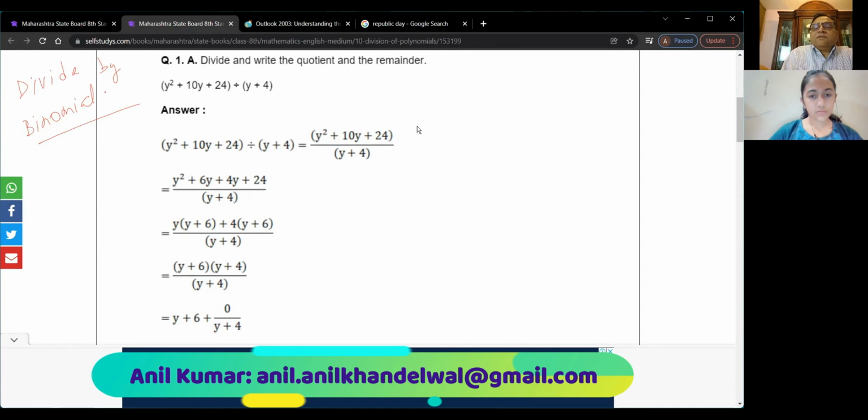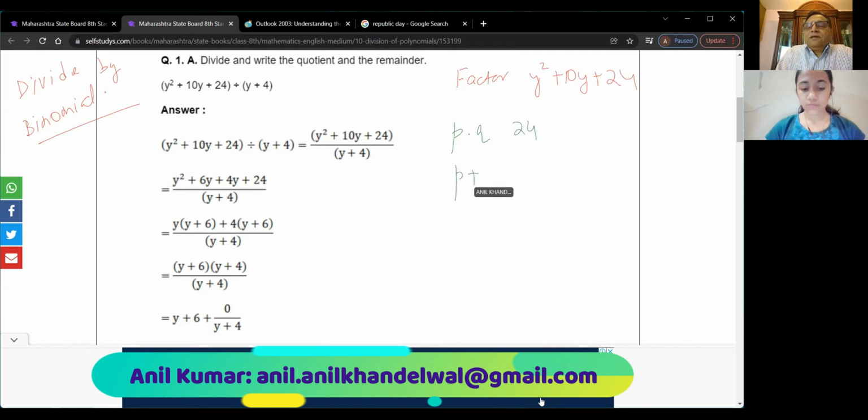So let's understand factoring skills also now. Factor y square plus 10y plus 24. This is in addition to division. You understand? New problem. You understand? To factor, you need product and sum, right? Yes. We are looking for two numbers whose product should be 24 and whose sum should be 10. So what are the two numbers? 6 and 4, right?